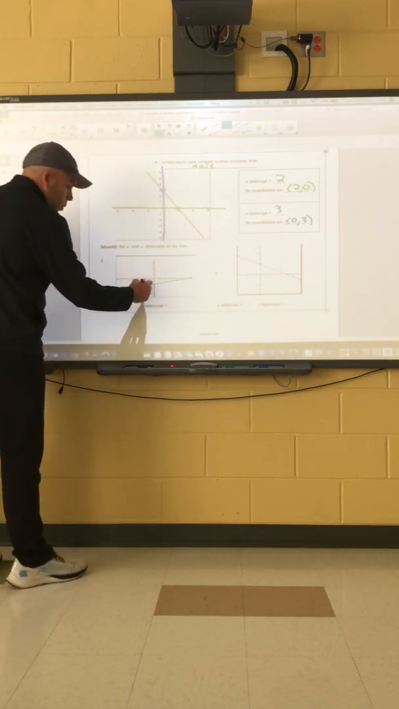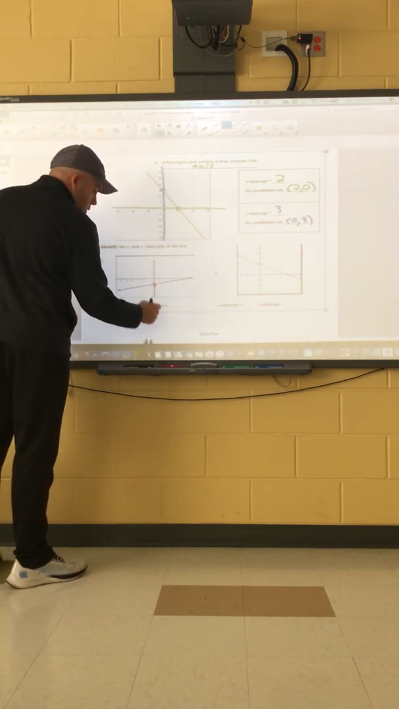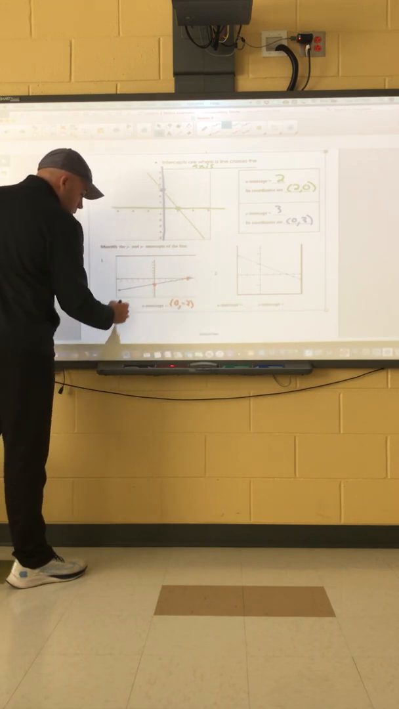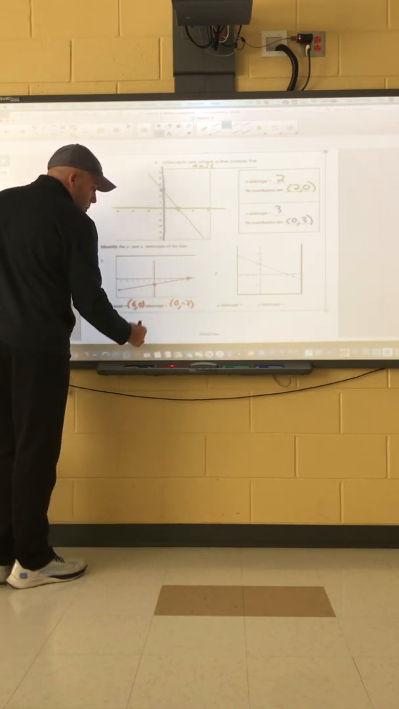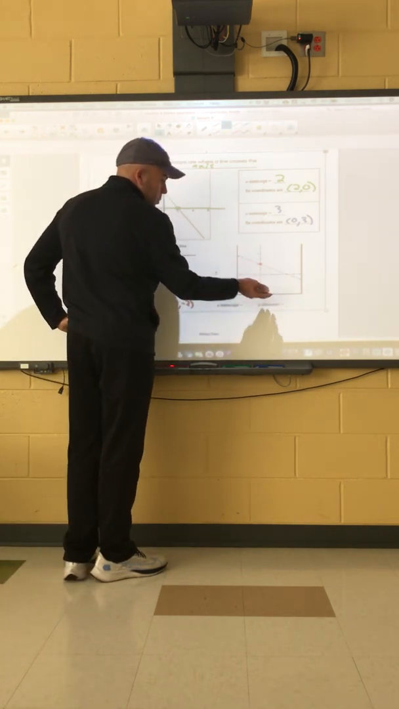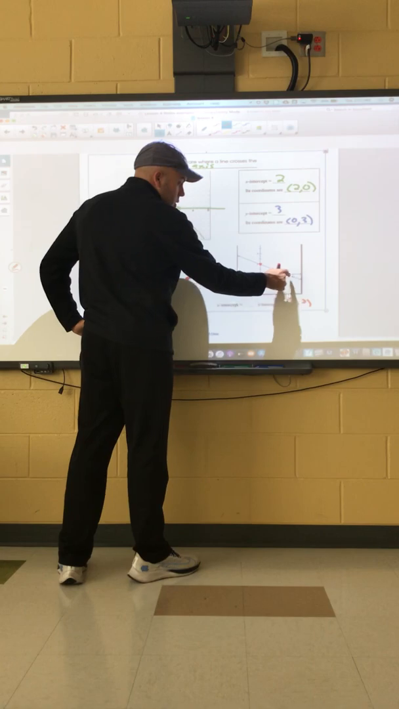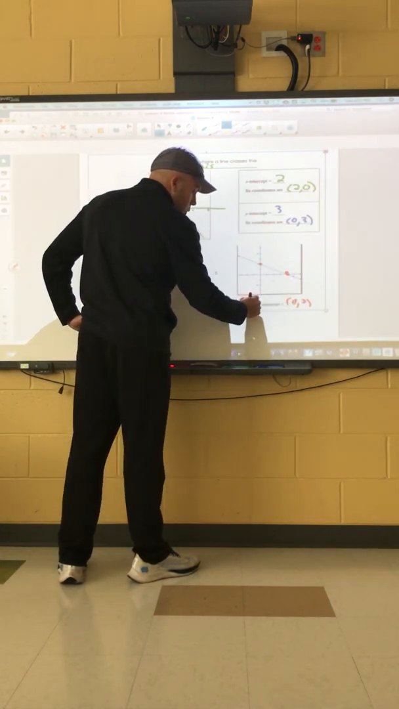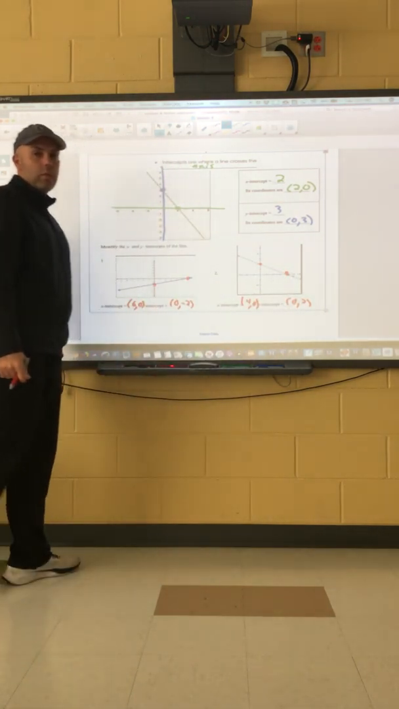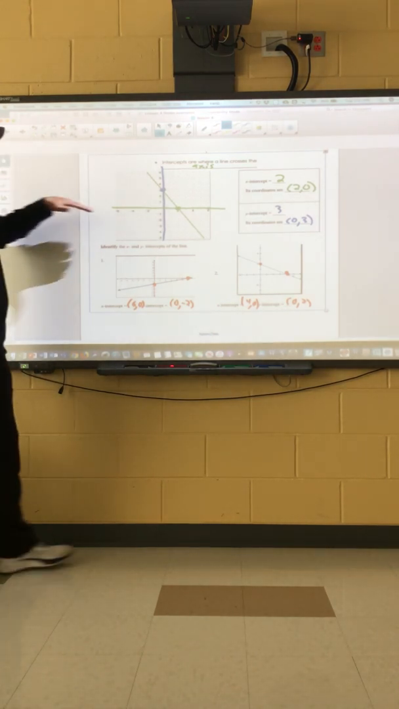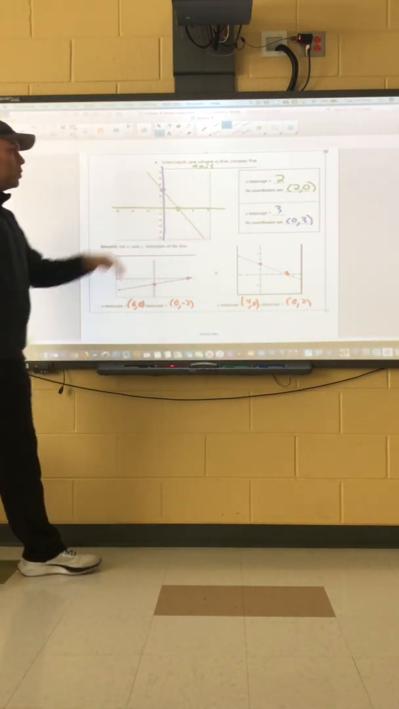In this case, for my y-intercept, I'm looking for where I see it cross. There it is, so it's at (0, -2). Here's my x-intercept. I see it there. It's at (6, 0). Here's my y-intercept. It's +2, so it should be (0, 2). Here's my x-intercept. It's at 4, so it should be (4, 0). That's pretty straightforward. You're just looking for where you cross the x-axis and where you cross the y-axis.